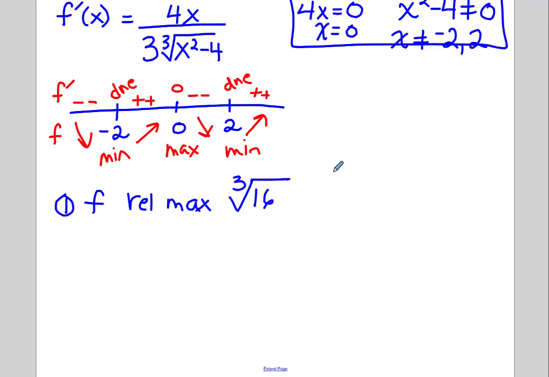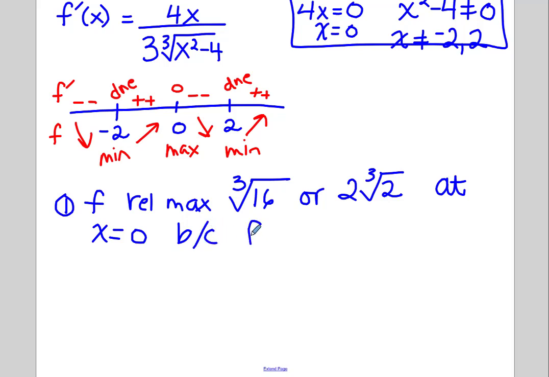Doing math in my head, don't let me make a mistake. Or if you wanted to simplify that, you could say it's 2 cube roots of 2. And that happens when x was 0 because f prime changed, and I'm going to abbreviate again, from positive to negative there. Okay? And then we have a relative minimum.